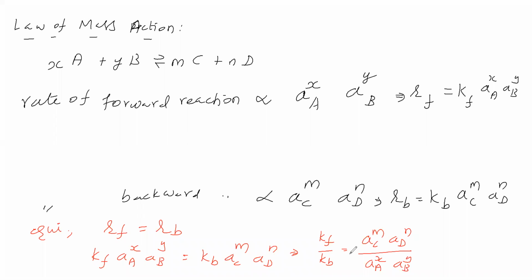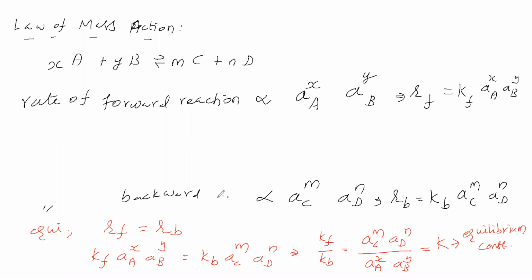This Kf by Kb is called the equilibrium constant. So the equilibrium constant K is equal to Kf by Kb, which is equal to the active mass of C power M into the active mass of D power N, divided by the active mass of A power X, active mass of B power Y. Okay, now the equilibrium constant, we got it.